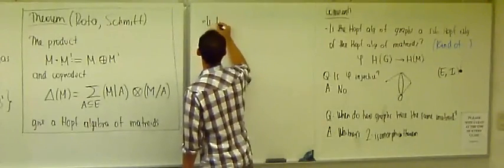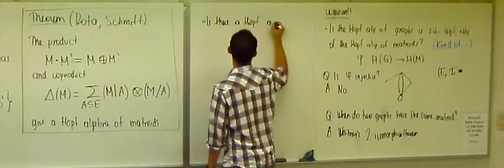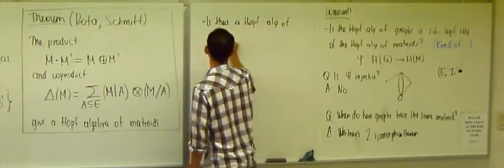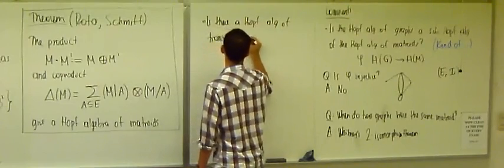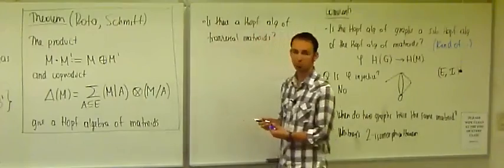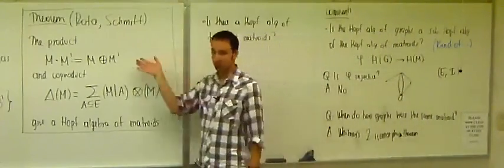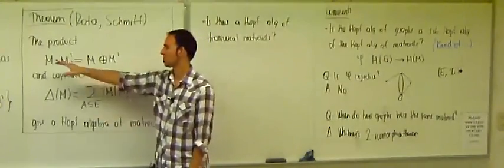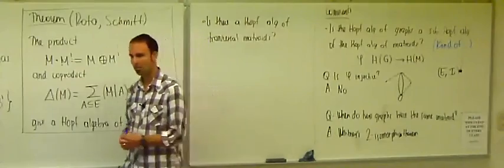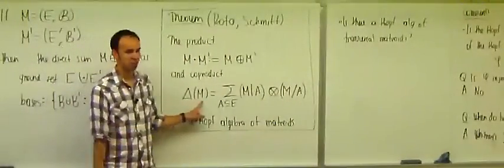Is there some sort of a Hopf algebra of transversal matroids? Well, let's see. So we could restrict to transversal matroids here. So here's the product, here's the coproduct. Is that going to work or not? It's a little bit tricky. And the reason is that I could feed a transversal matroid into this formula.